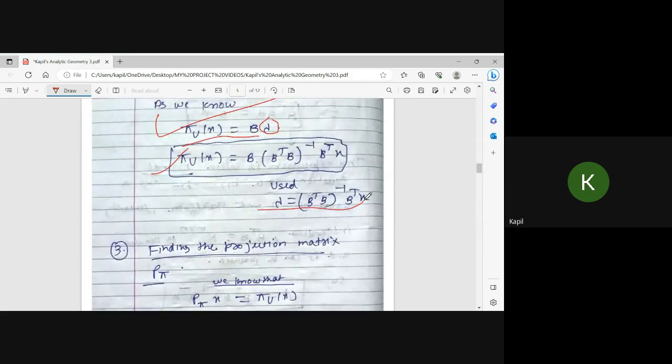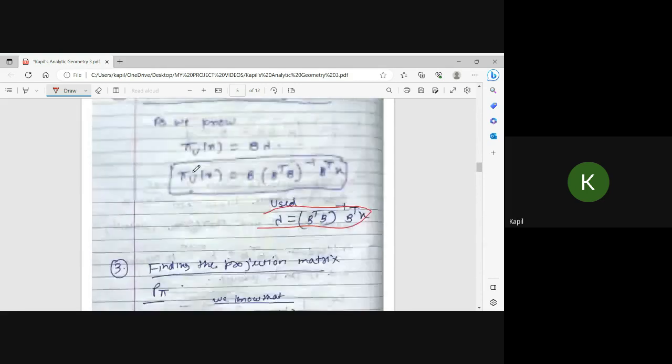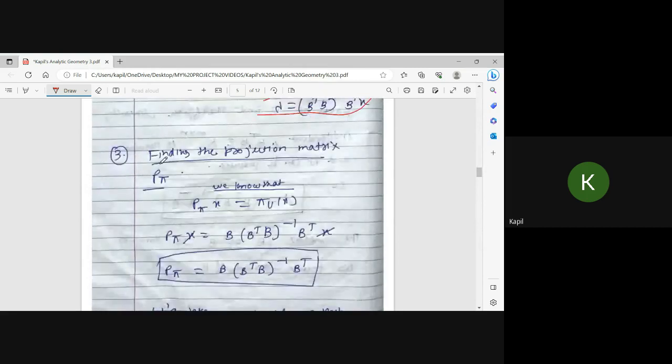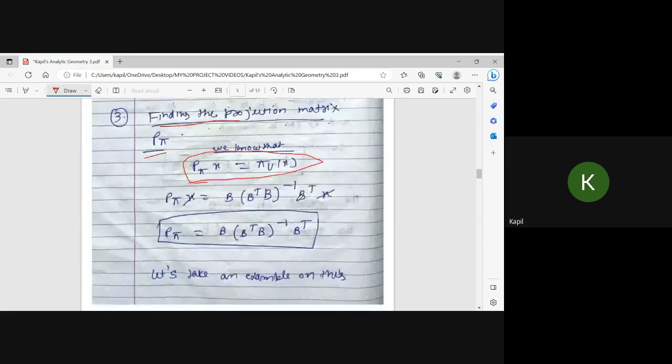So use this lambda from the previous result and we will get the Pi_U(x). This is the projection of vector x on the subspace U. Finding the projection matrix P_pi is the third step. As we know from the one dimension also, P_pi times x is equal to Pi_U(x).